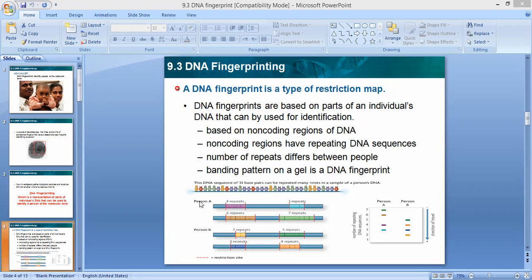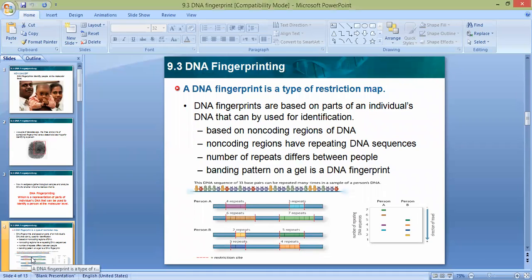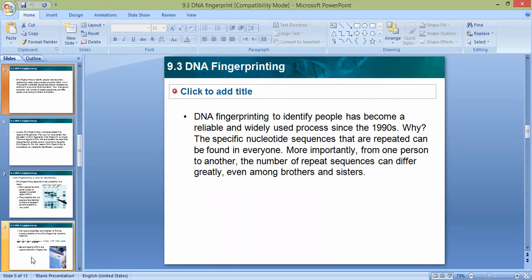Okay, so as you see here, person A and B, after they make electrophoresis for the DNA, they make a restriction map, and it shows here that each person has the non-coding regions, but the repeats are different among them. Any question till here, guys? So, why do we use DNA fingerprinting? To identify what? To identify people.